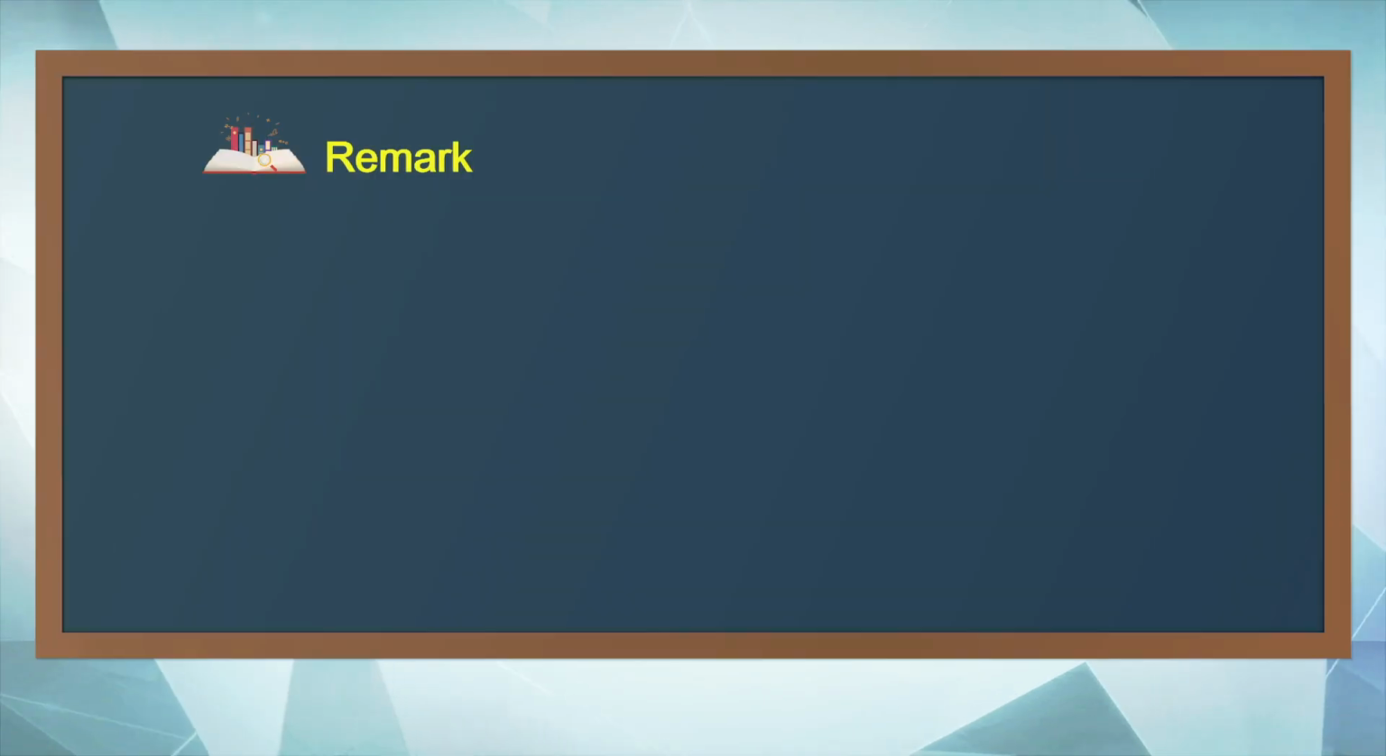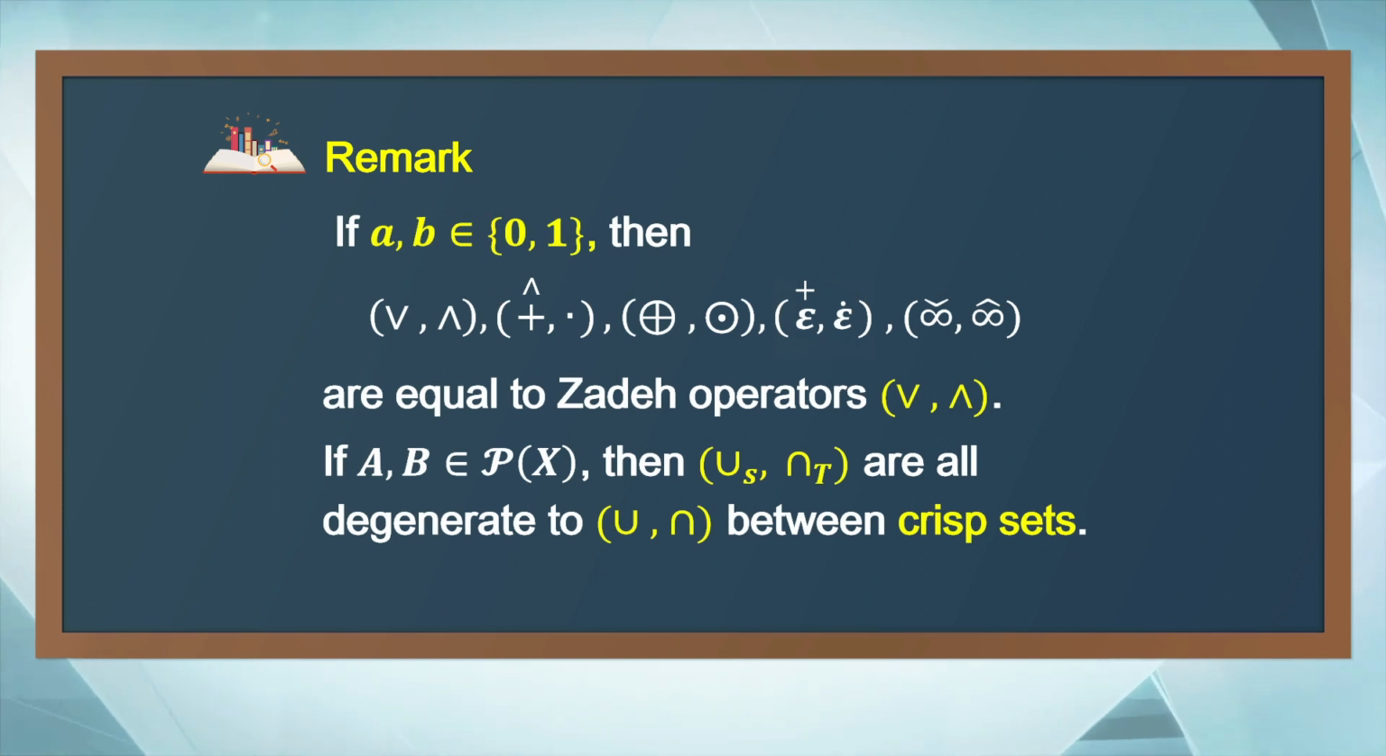We will end this lecture with a remark. If A and B are either 0 or 1, then these operators are equal to Zadeh operators. That is, if the two sets A and B are crisp sets, then the generalized unions and the generalized intersections all degenerate to union and intersection between crisp sets. This also justifies the rationality of the generalized operations.